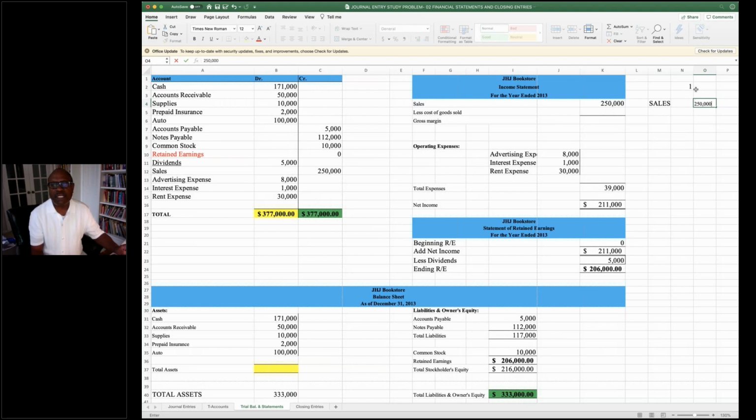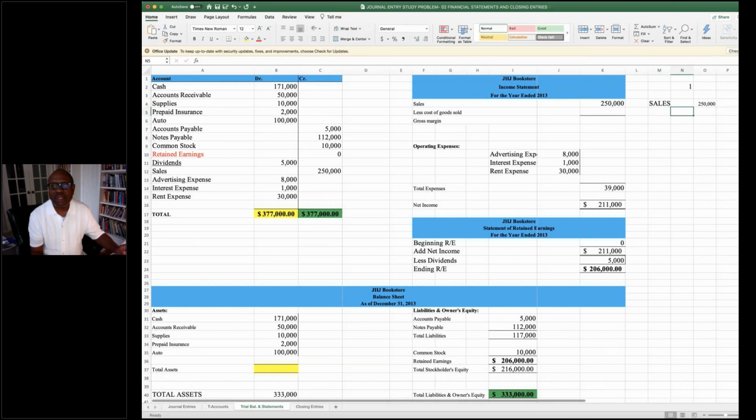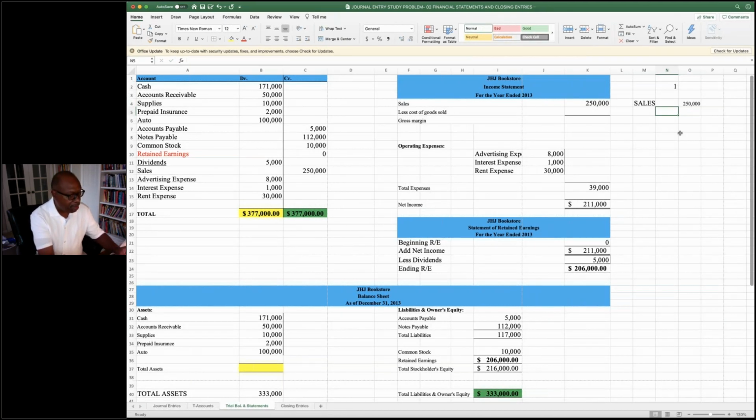And what are we going to credit? I'm just going to put IS since I'm lazy. Y'all can't be lazy. That's closing entry 1. Okay, that's all it took to do that. Everybody do closing entry 1 now.